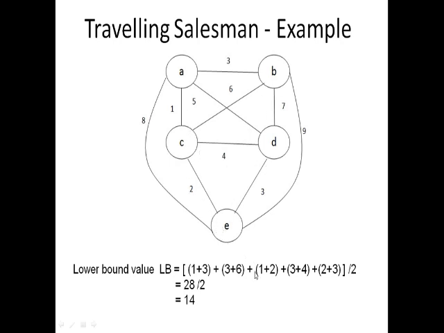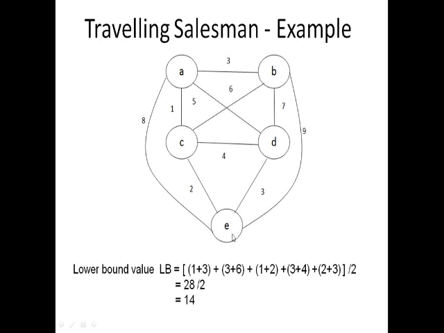C is connected to A with weight of 1. C is connected to E, weight of 2. The remaining are non-minimal weights, so they are not considered. Next one is D. D to B, D to A, D to C and D to E. In that, the weights are D to B is 7, and we have weights 4 and 3. In that, the minimal weight is 3 and 4 is considered and that is added.